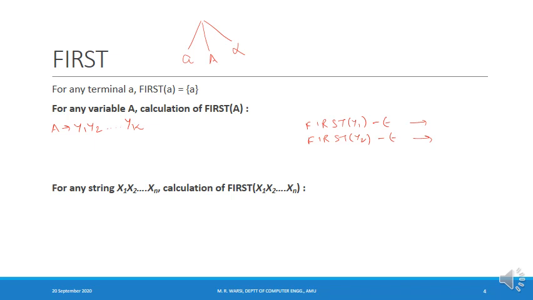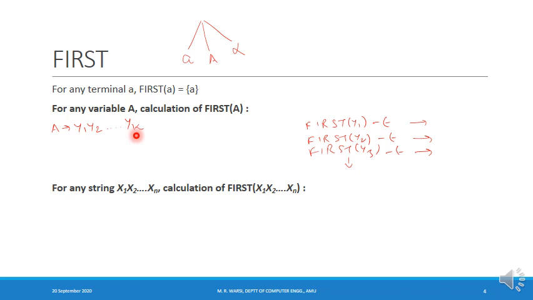Similarly, if first of y2 is containing epsilon, then what is the meaning of this? During the course of the derivation, y1 may get reduced to epsilon, y2 may get reduced to epsilon. Then what will come at the beginning? y3 will come at the beginning. Then I'll be adding first of y3 minus epsilon to capital A. This way I'll keep doing till I reach the last symbol, which is yk.